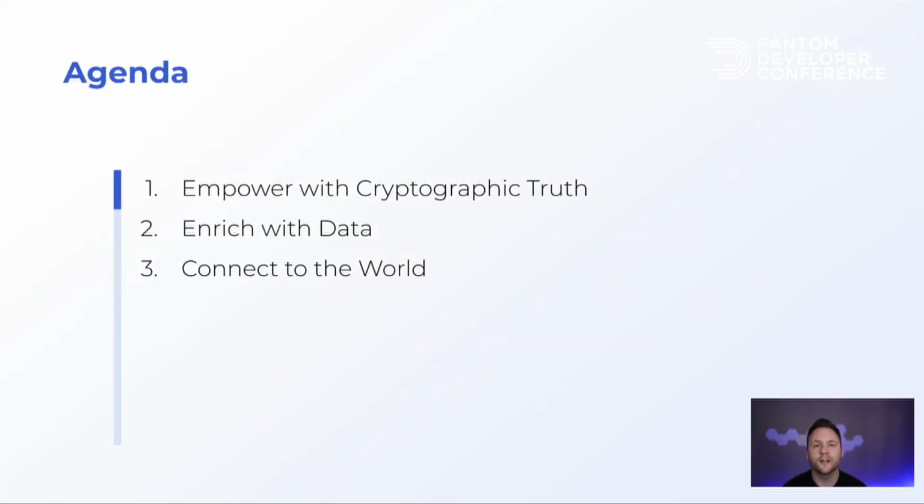So today what we're going to be covering is, we'll break things down into three sections. First, I want to talk a little bit about cryptographic truth and why truth matters and ways that we can empower you with that truth. Then I'm going to go into talking a little bit about data, how to access it, and how to enrich your applications with data. And finally, I want to connect your smart contracts to the world, talking a little bit about how to access any arbitrary endpoint that you might be looking to connect with.